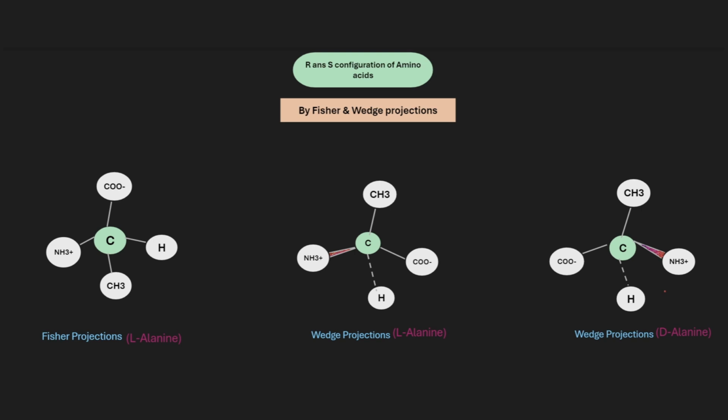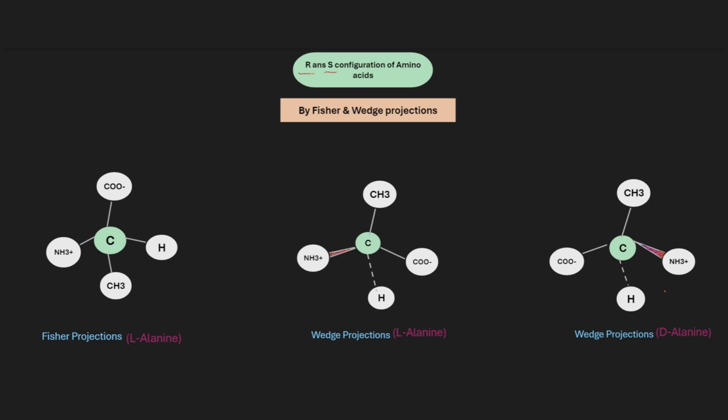So in today's lecture, we will be discussing the R and S configuration of the amino acids. In our previous lectures, we discussed two basic enantiomers of the amino acids, that is, the L and D forms. As the L and D forms of the amino acids are directly linked with the Fisher projections, in other terms you can say that the Fisher projections are used to represent the L and D enantiomers of amino acids.